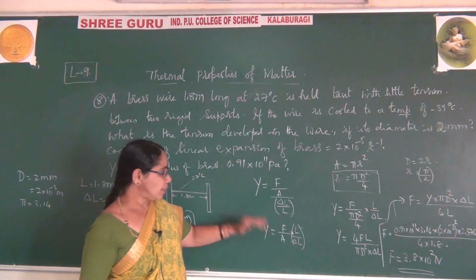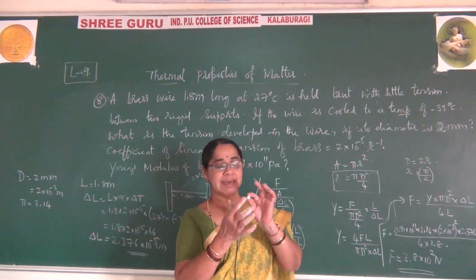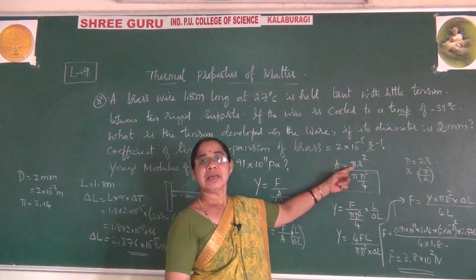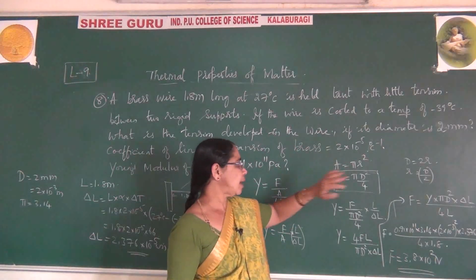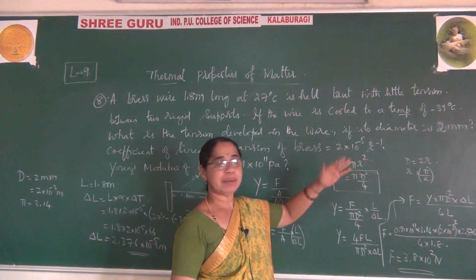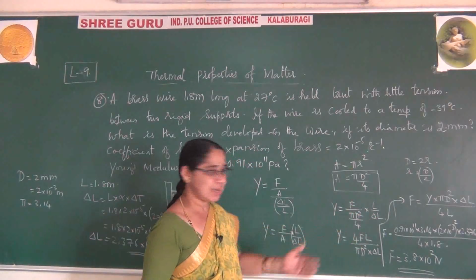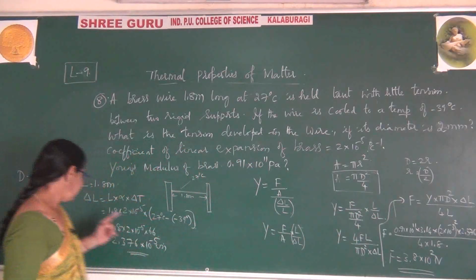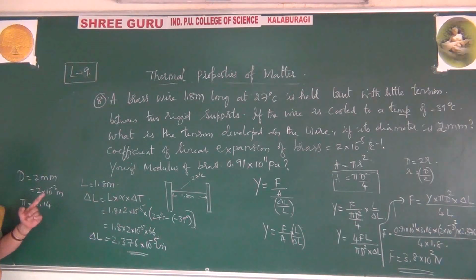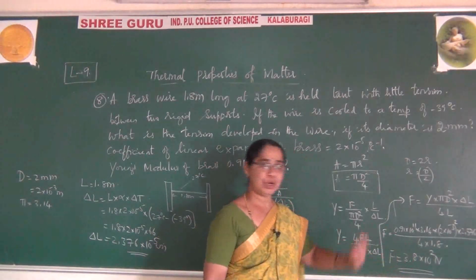Now I am rewriting this. Since we know the area, the wire looks like a circle, so we take the formula pi r square. Since they have given the question in diameter, I am converting this to diameter, because you know r is equal to d by 2, and substituting all these values we get the answer here. Before substituting, first we have to calculate this delta L, and substituting these values you get F equal to 3.8 into 10 raised to 2 Newton.